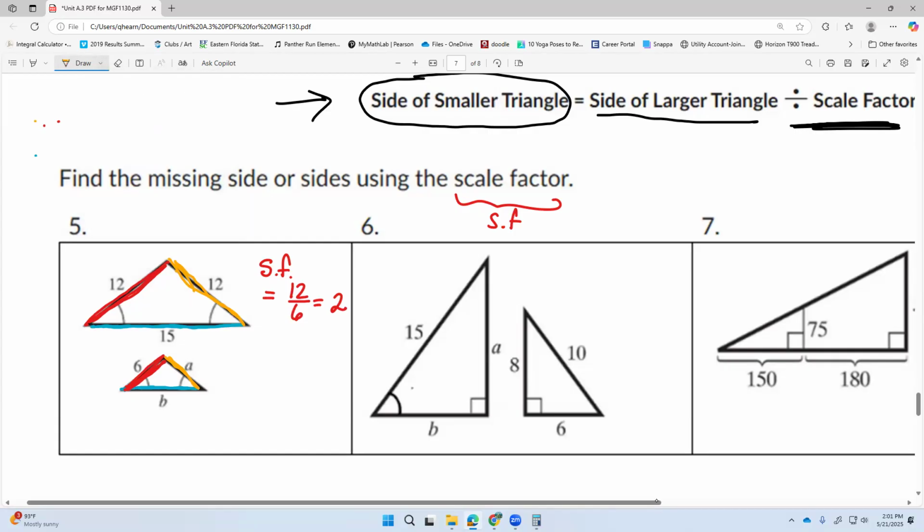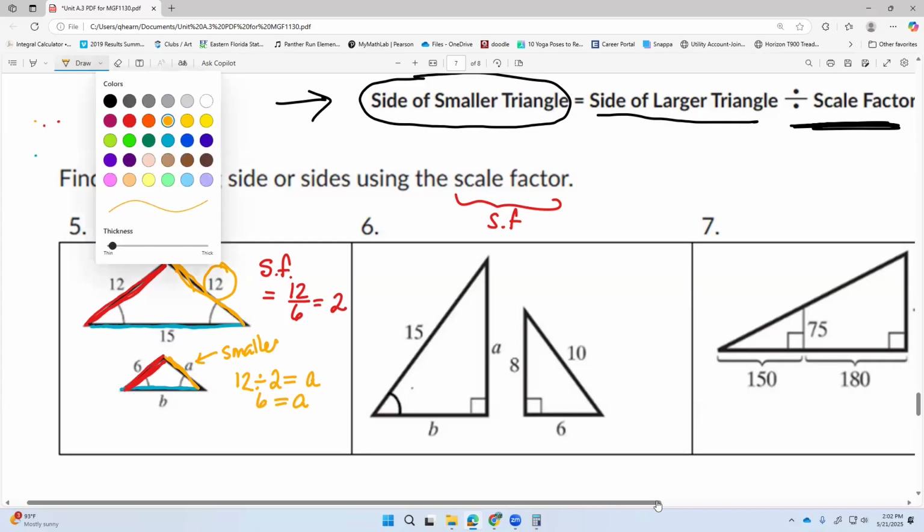So looking for the length of side A, are we looking for the side of a larger triangle or the side of a smaller triangle? We're looking for the missing side of the smaller triangle. So we need to take our 12, the corresponding side from the bigger triangle, and make it smaller by dividing it by the scale factor. 12 divided by 2 should give us A, which means A should be 6.